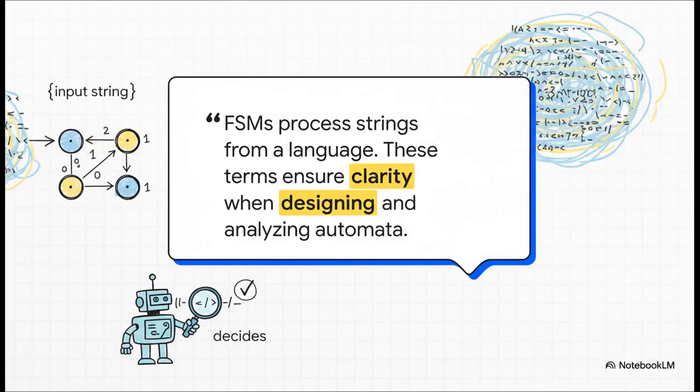This entire framework is the precise language we need to talk about the machines that process information. When we build a simple computer, or what's called an automaton, its whole job is to read an input string and decide, does this string belong to the language I care about? Without these precise terms, we couldn't even clearly define the problem, let alone design a solution.